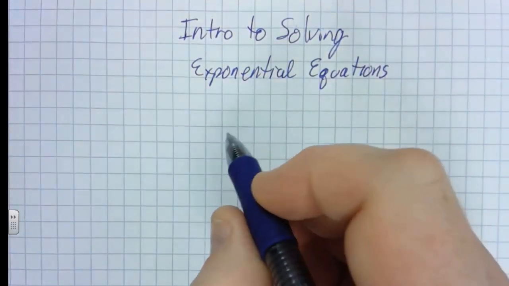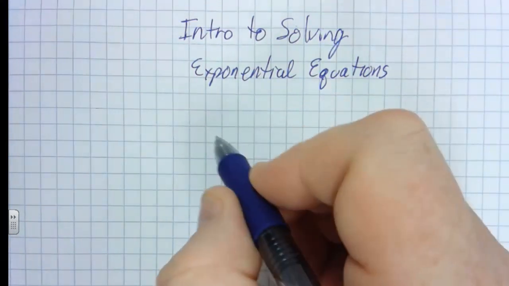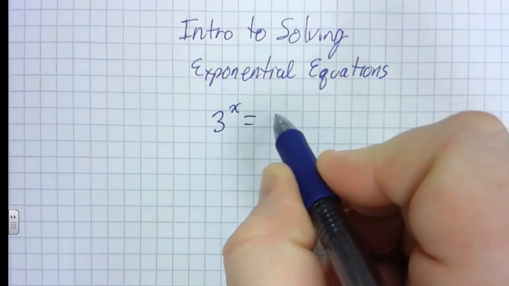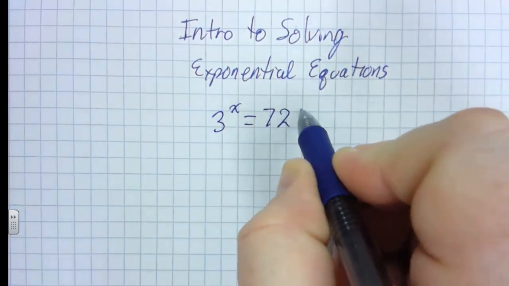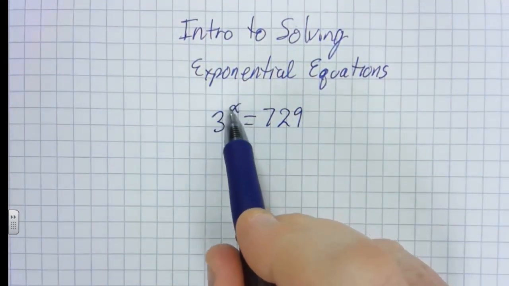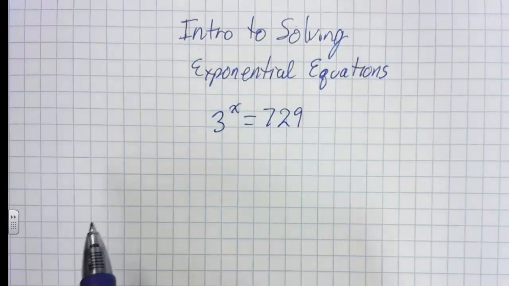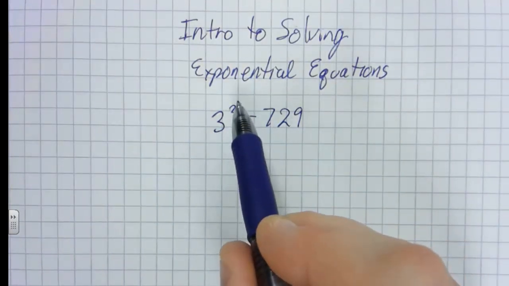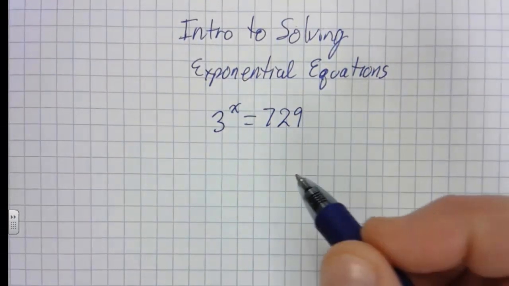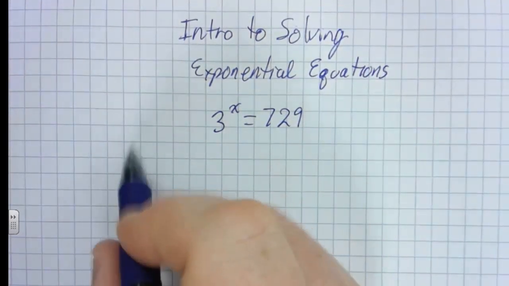And an exponential equation could be something that looks like this: 3 to the x equals 729. What makes this an exponential equation is that the exponent here is your variable. So we're going to be working to solve for the variable when the variable is the exponent. A couple things you need to know are some rules of exponents.